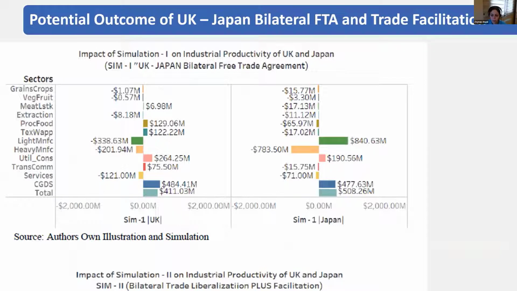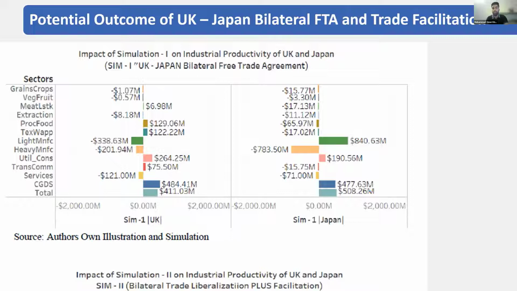That's an incredible question. I have also checked the details. You know, Japan is always good in production. Japanese productivity is always marked as state of the art in the global world. That's the reason behind the productivity. In light manufacturing productivity, it's about 840.63 million.